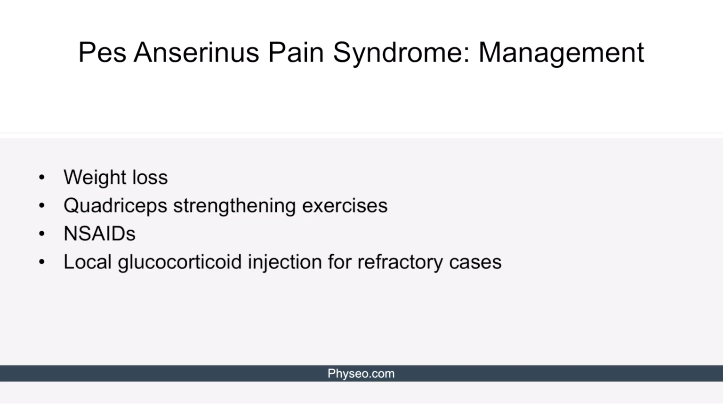Initial management of pes anserinus pain syndrome focuses on weight loss and quadriceps strengthening exercises. NSAIDs can be used for pain control. Refractory cases are treated with local glucocorticoid injections.